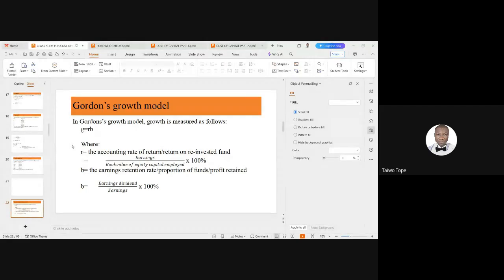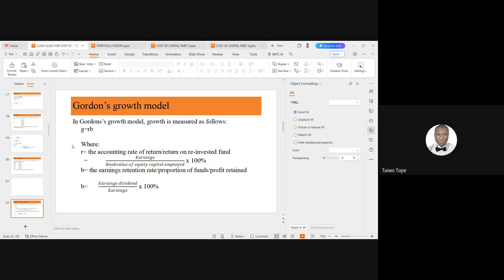R multiplied by B. What is R? R is return on investment or accounting rate of return. And what is B? B is the retention rate. There are various ways you can determine B depending on what the question gives you. B can be the earnings retention rate, the proportion of funds, or profits retained. In questions, they might give different names, synonyms, to B. Where you are not seeing earnings retention rate but you are seeing proportion of funds, that is B. Where you are seeing profit retained, that is B.